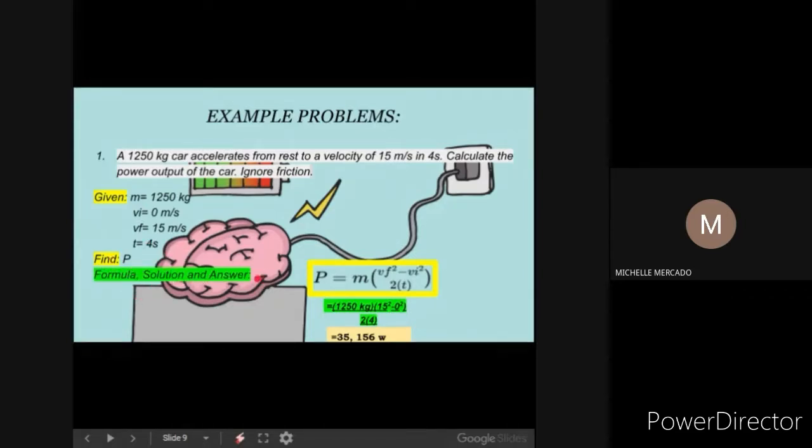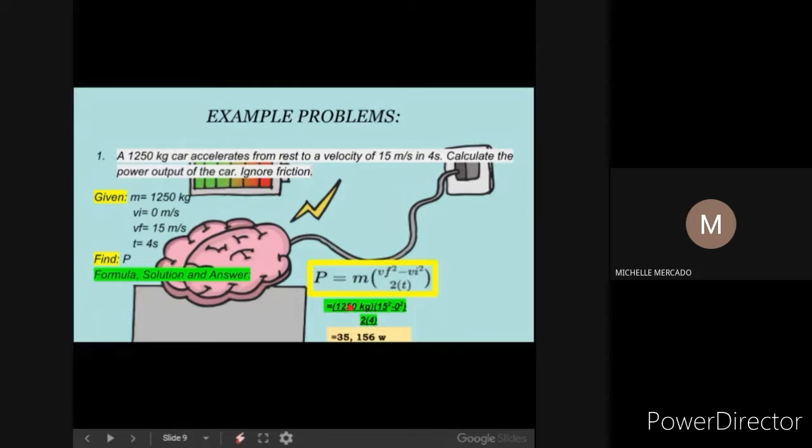Then we're going to find the power. Okay, the formula, solution, and answer. So the formula that we're going to use is this one. Power is equal to mass multiplied by the final velocity squared minus initial velocity squared, divided by 2 multiplied by the given time. So first, you're going to multiply the constant 2 to the given time bago mo po siya i-divide sa ating final velocity and initial velocity.